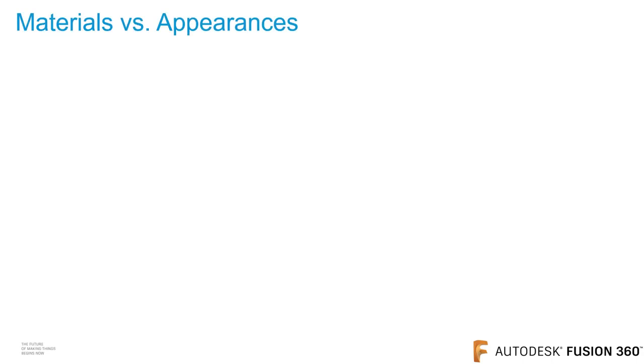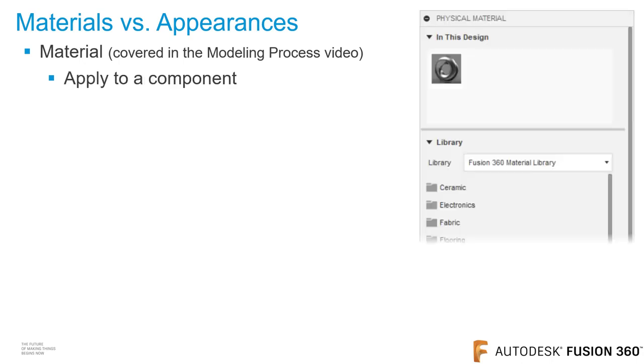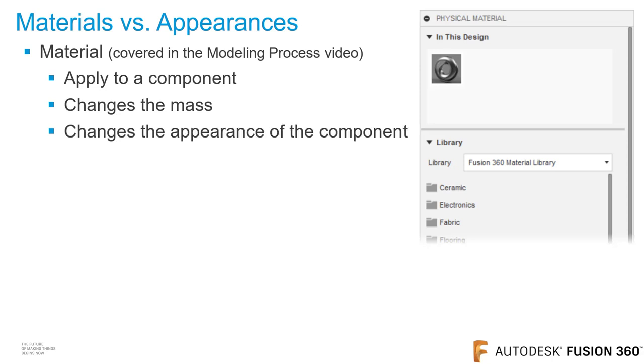First off, materials versus appearances. A material, as we covered in the modeling process video, is only applied to a component, and it changes the mass of the component. A material also changes the appearance of a component. For example, if you would change the material to cherry wood, the component would look like cherry wood.